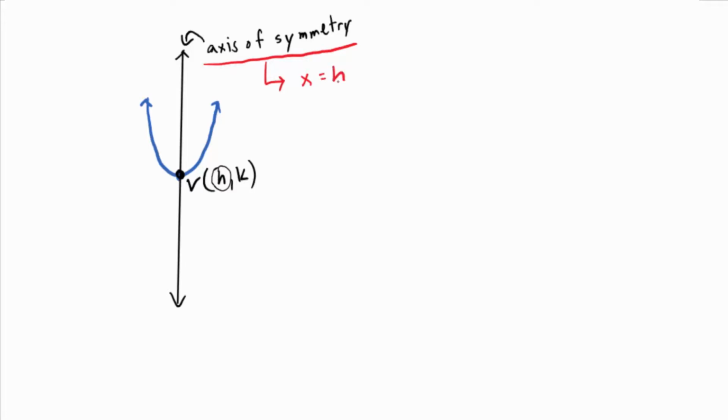And then every parabola has a low point or a high point. It corresponds with the vertex. The low value, or the high value, the maximum value, is the y coordinate of the vertex, the second coordinate of the vertex. So k is special as well. K, the second coordinate of the vertex, is always either the maximum value of the function or the minimum value of the function.